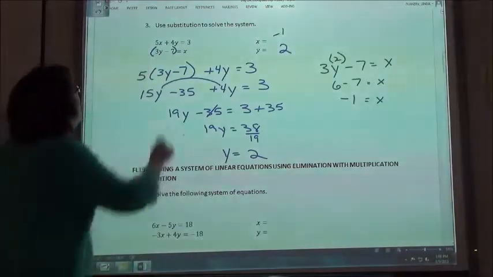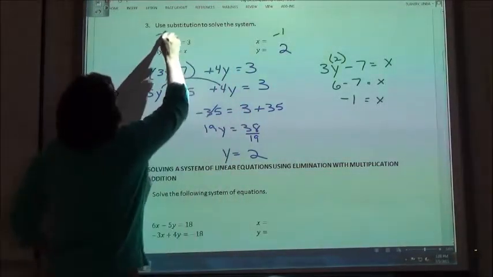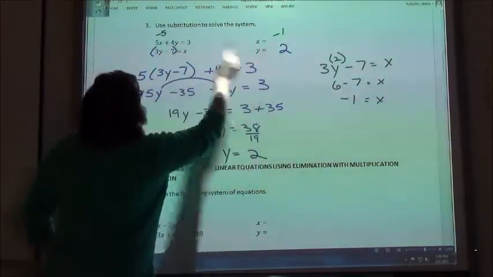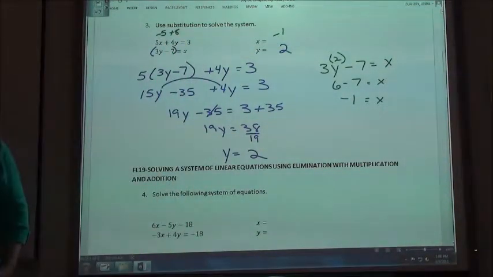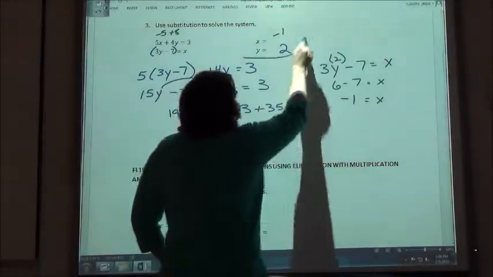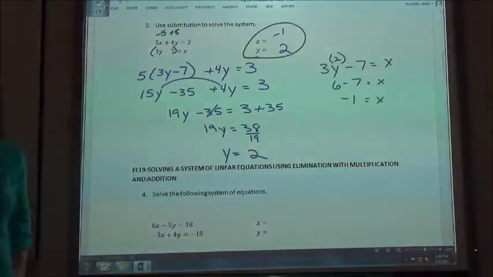And so we say, okay, 5 times negative 1 would be negative 5. 4 times 2 would be 8. Negative 5 plus 8 is 3. Yep, checks out. We did it right. Always good to check your answer just in case you got positive 1 instead of negative 1, right?